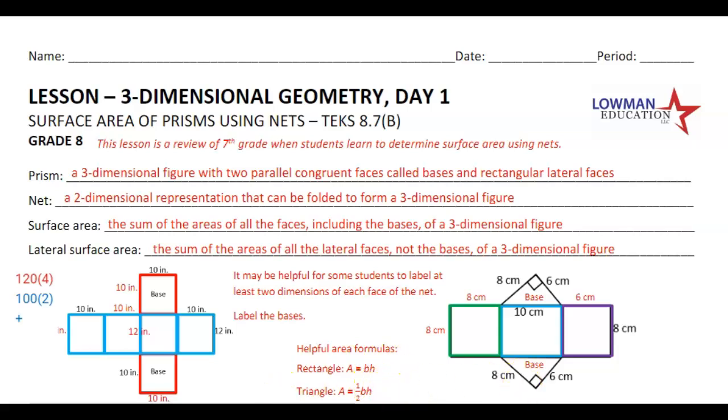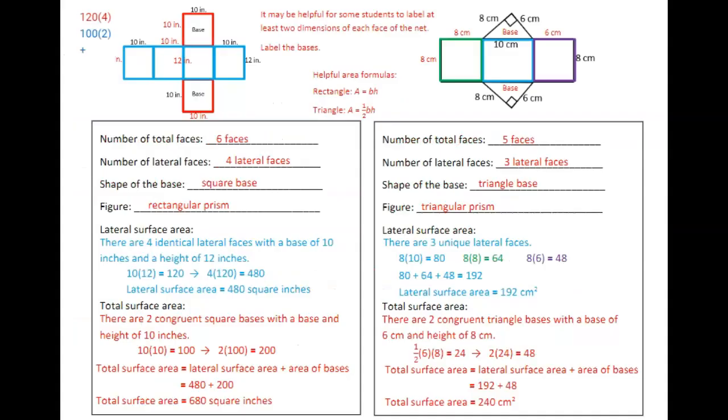So let's go on down about halfway through your paper. Let's finish reviewing, finding the faces and the bases of your rectangular prism on the left and your triangular prism on the right. The number of total faces on your rectangular prism is going to be indicated by the number of shapes you have. And so let's take a look at that net view.